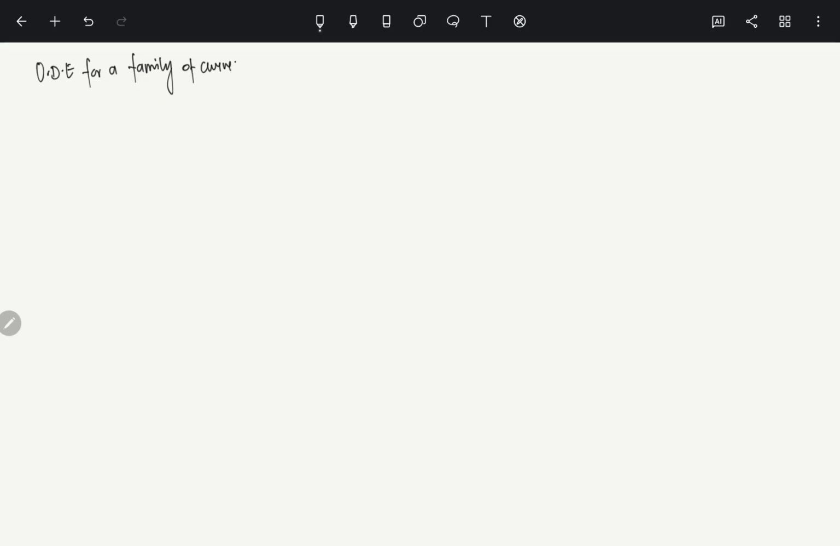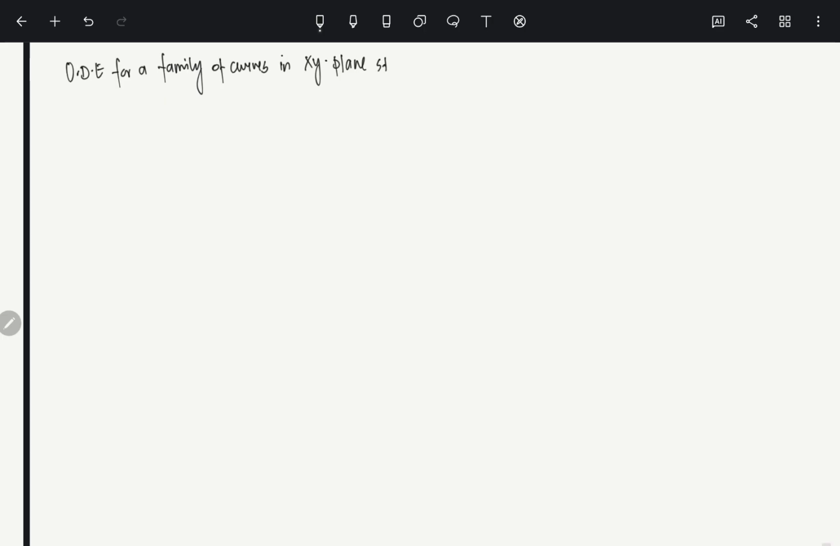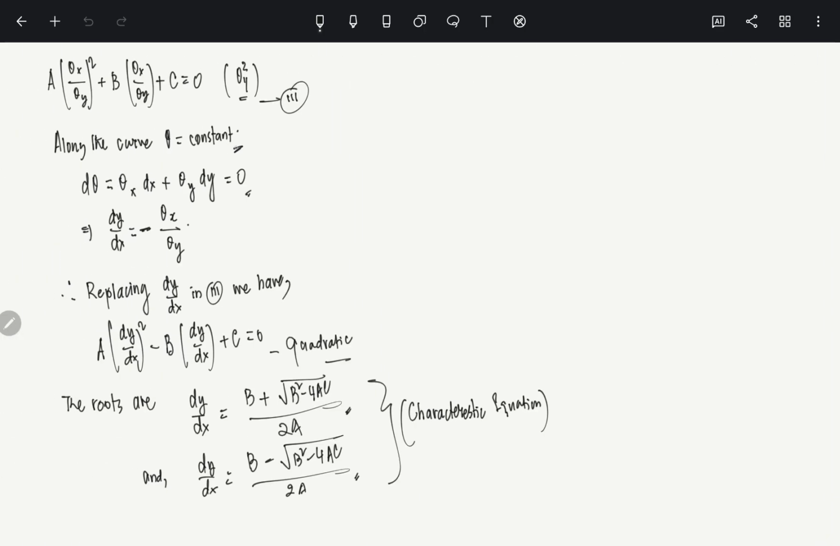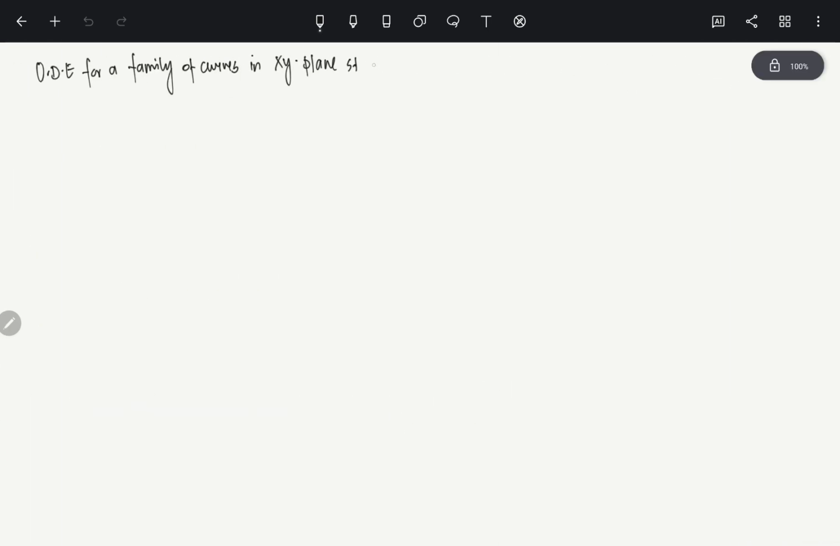And so how do you characterize such a family in the xy plane? All of this is true because theta is constant. So basically, what is theta? Theta is nothing but xi and eta, such that xi equals a constant and eta equals a constant. So I hope you have understood what I'm trying to say.